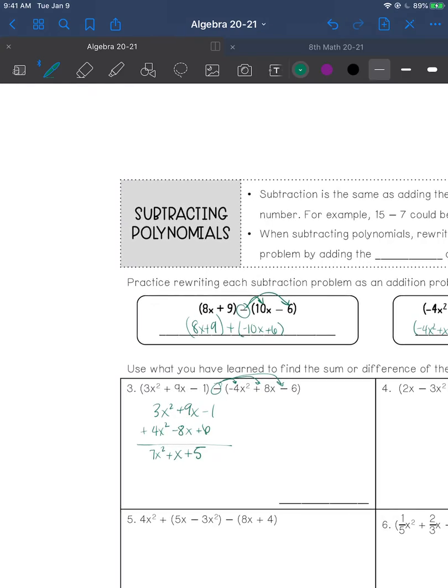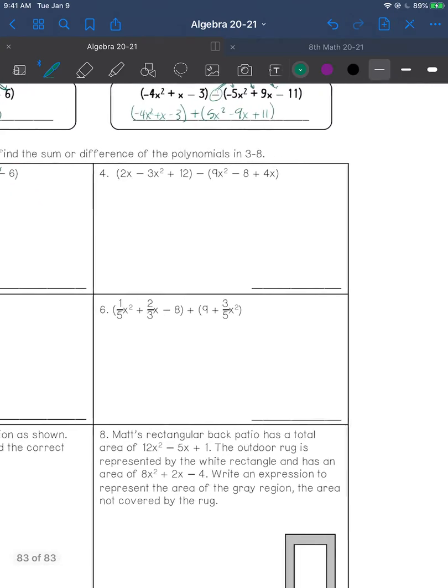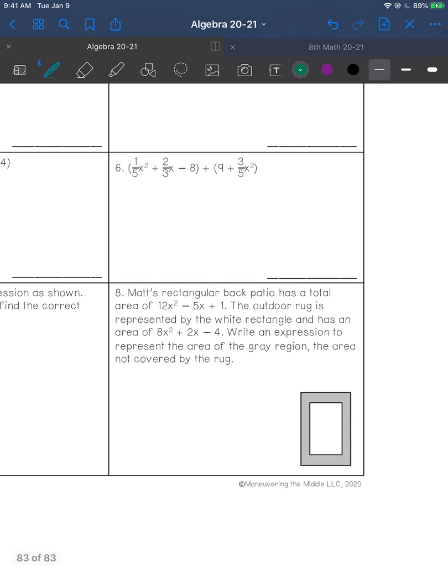All right. The next one I'm going to look at is number 8. So over here, the very last problem. Matt's rectangular back patio has a total area of 12x squared minus 5x plus 1. So back patio, all of it. The outdoor rug, represented by the white rectangle, has an area of 8x squared plus 2x minus 4. Write an expression to represent the area of the gray region, the area not covered by the rug. So is that going to be adding or subtracting? Subtracting.